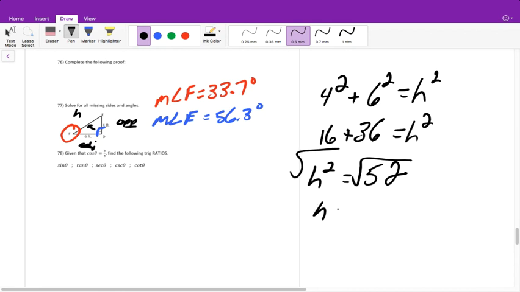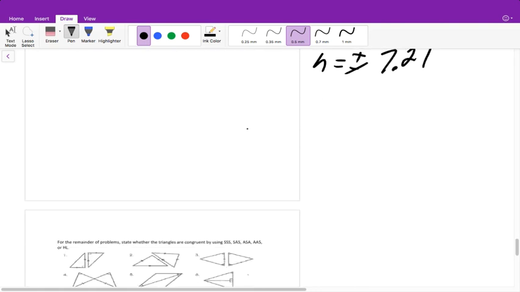Square root of each side, h is equal to plus or minus the square root of 52, and that would then be equal to 7.21. We reject the negative, so that means our distance, and I said you're going to round this to the hundredth, so our distance of FE is equal to 7.21 feet. All right, move on to the next question.